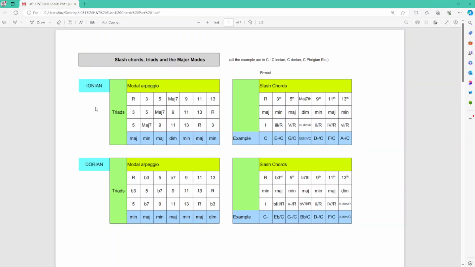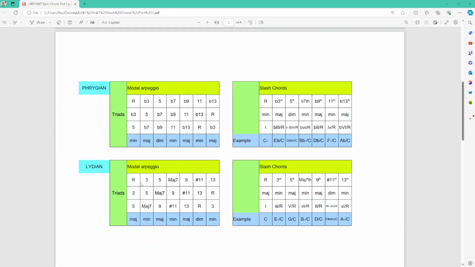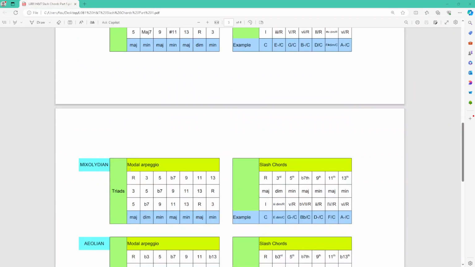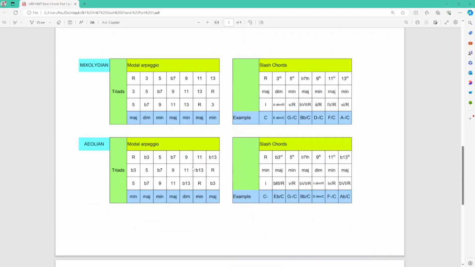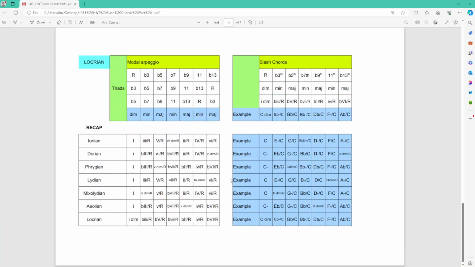Let's go back to the PDF. So as you can see here, you have Ionian, Dorian, Phrygian, Lydian, Mixolydian, Aeolian, Locrian. And more importantly, here you have a recap at the end, which is basically your dictionary kind of thing. Probably it's what you're going to look at when you're looking for a quick answer.